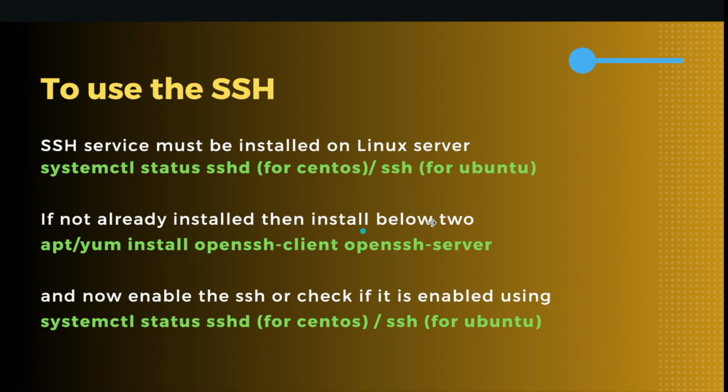So in our case, in both Ubuntu and CentOS, the SSH service is installed and up and running. In case it is not present and you're not getting any result, you can install it first. For that, I have also mentioned the command, which is yum install openssh-clients and openssh-server.